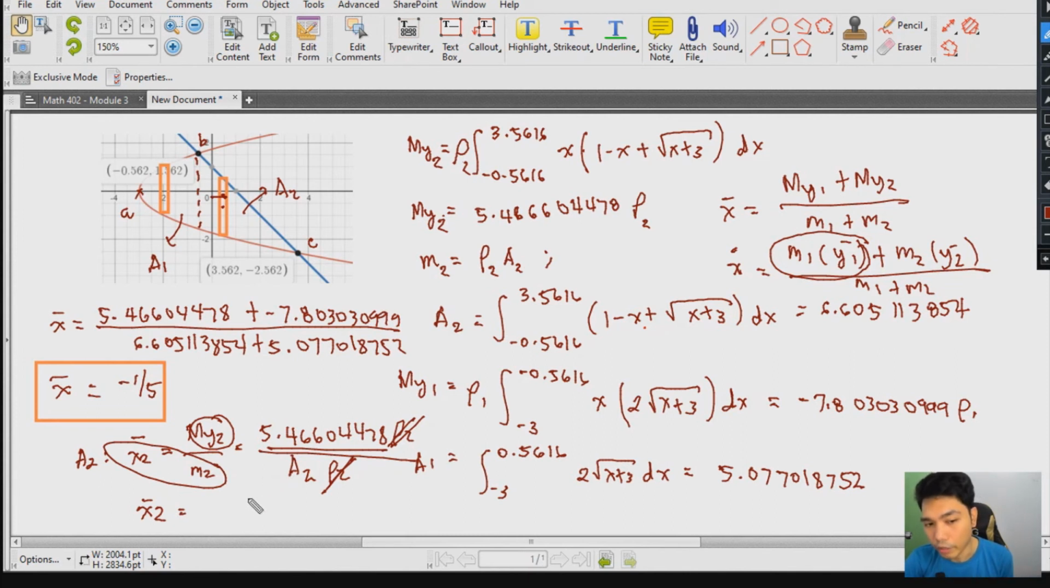So makakuha ng x sub 2 bar, which is okay lang naman para ito yung general concept. But then again, i-multiply mo uli siya dun sa mass, which gives you the moment. So parang pabalik-balik ka lang. So wag mo nang gawin yun.